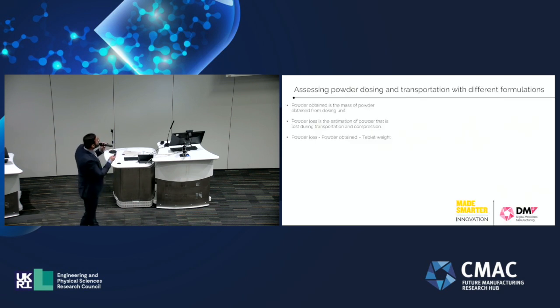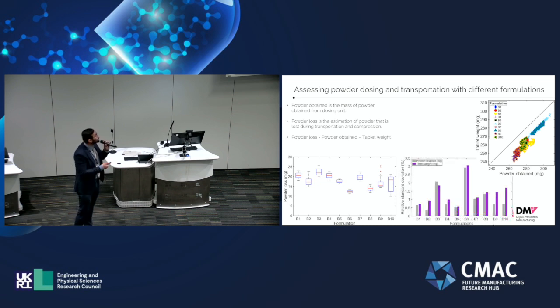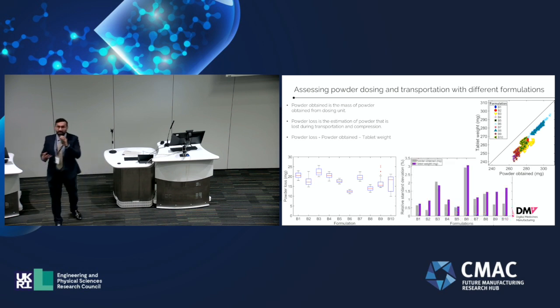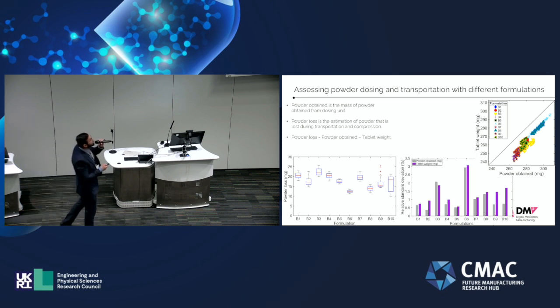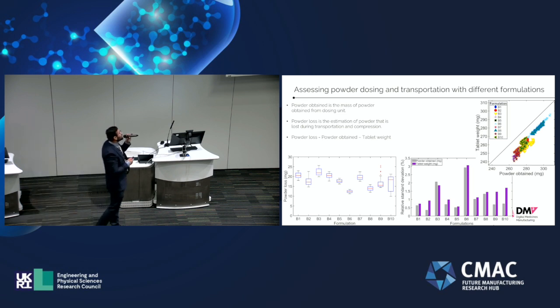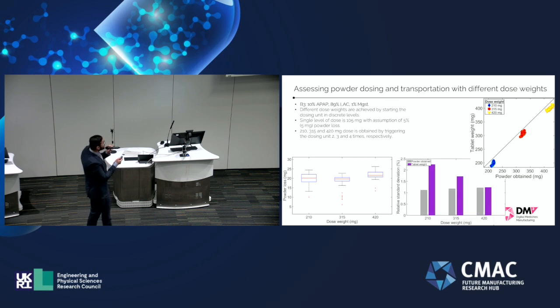The next thing we have assessed is the powder dosing, because this was one of the main concerns in this case: how effectively we can transport the powder from one station to another. As you can see, we have tried that over a range of different formulations, and the powder loss stays within 20 milligrams. Again, we have done the same assessment with different dose weights to see if higher dose weights can impact the powder loss, but it turned out to be quite consistent.